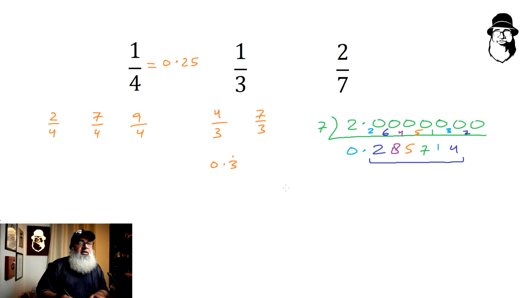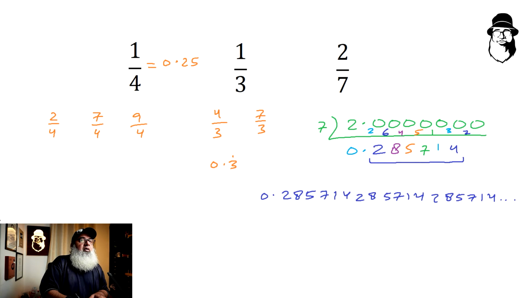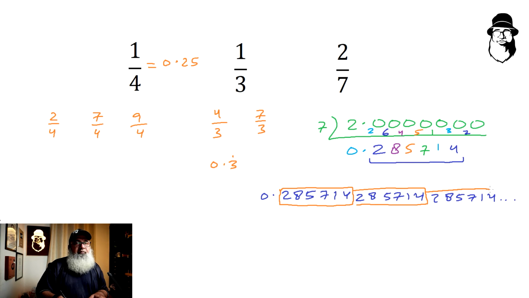So what I'm saying here is it will be 0.285714, then 285714, 285714, and so on. This block will keep repeating, 285714 again, 285714, then 285714, and so on.